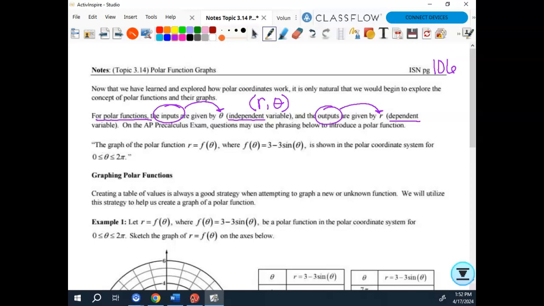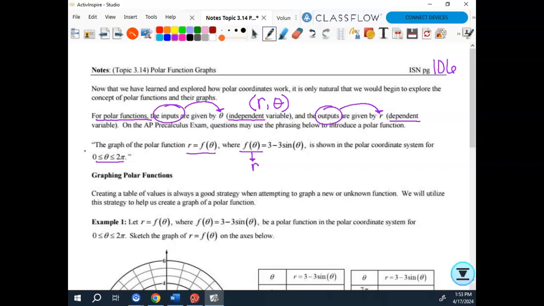So on the exam, because I know sometimes the wording is what throws y'all off, if they give you an equation, the wording might look something like this. The graph of a polar function, r equals f of theta, instead of f of x, where f of theta, remember all that is r, equals 3 minus 3 sine theta, is shown in the polar coordinate system for 0 to 2 pi. So it's giving me a domain restriction, because since it's on a circular grid, we could keep going in circles and go around, and we don't want to always do that. All right? So we're going to start off by graphing one together.